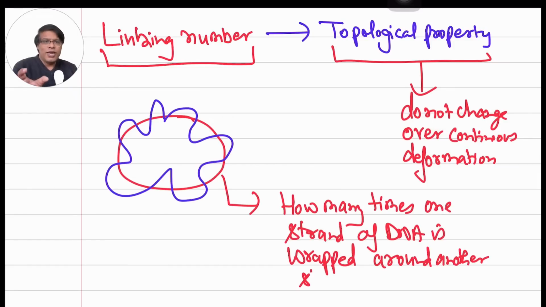Now here, take the example. Let's suppose you have double stranded circular DNA. In this double stranded circular DNA, how many times one strand is intertwined, or wrapped, around another strand? This is known as linking number.